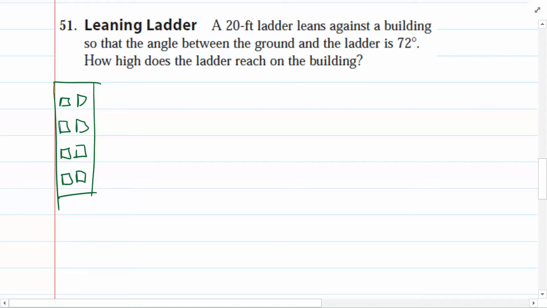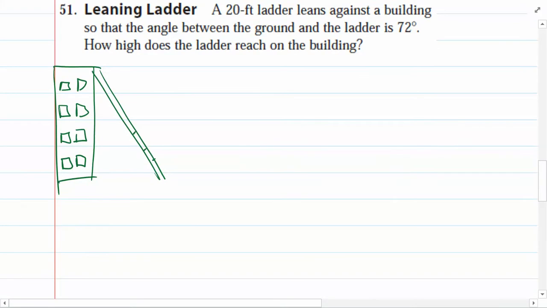So I do know that the ladder itself is 20 feet, so I'm going to draw a crude ladder here. And I'm going to mark its length with 20, and the angle measure the ladder forms against the ground is 72 degrees. How tall or how high does the ladder reach on the building? That would be our x value here.